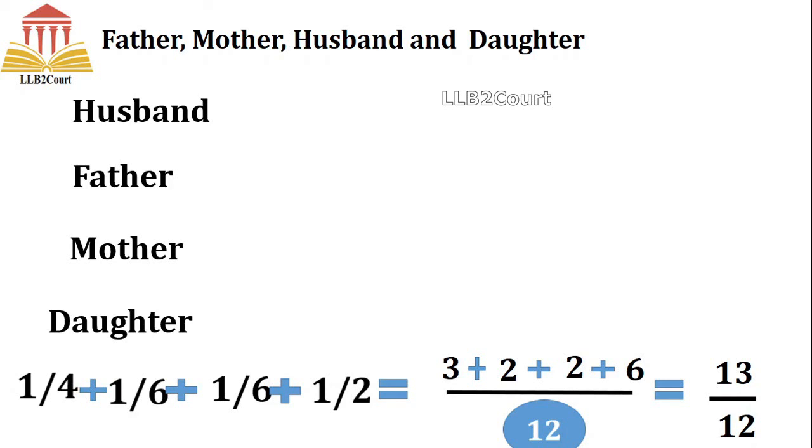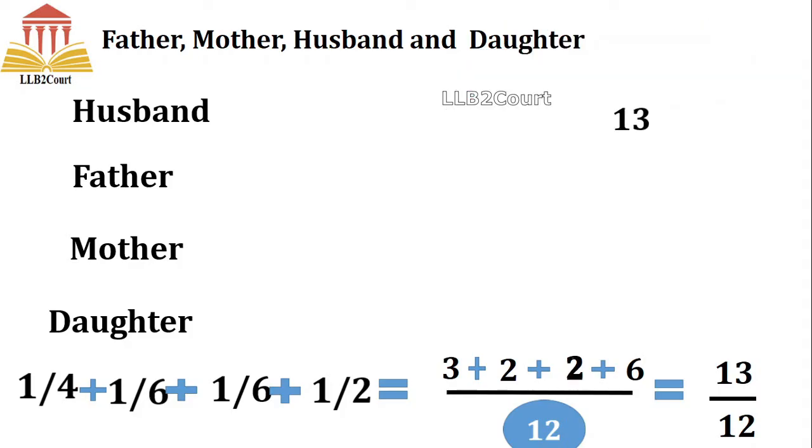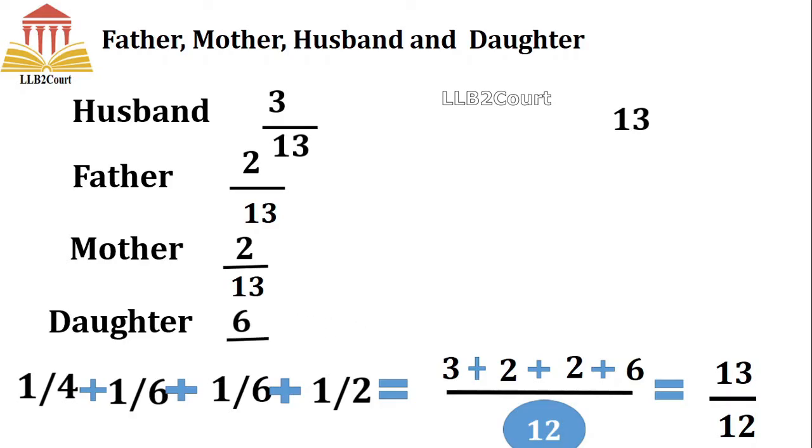So in order to apply this doctrine, this 13 numerator will become the denominator. So husband's share is now 3 by 13, father's share is 2 by 13, and mother's share is 2 by 13, and daughter's share is 6 by 13. This is how it is calculated.